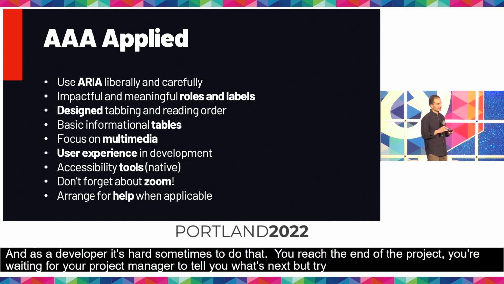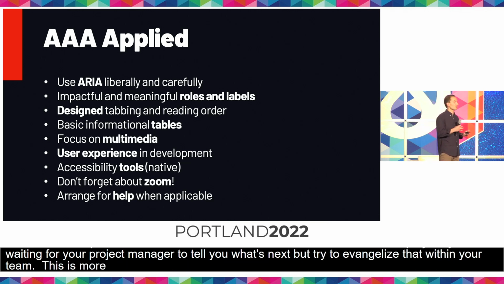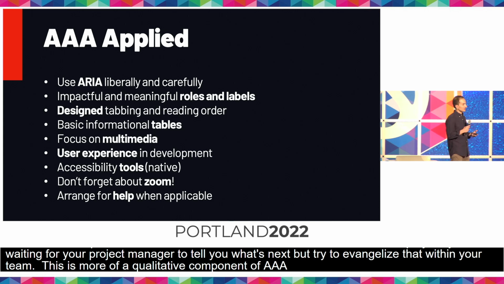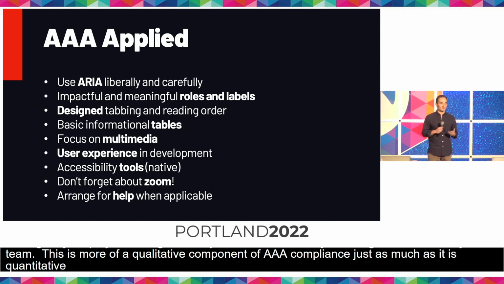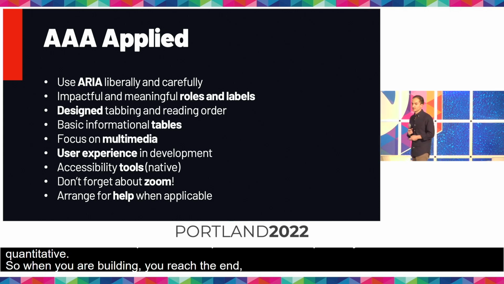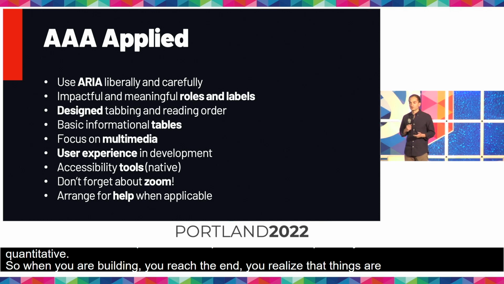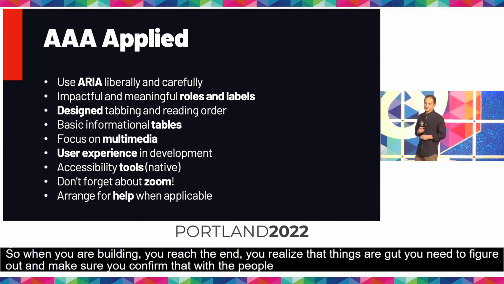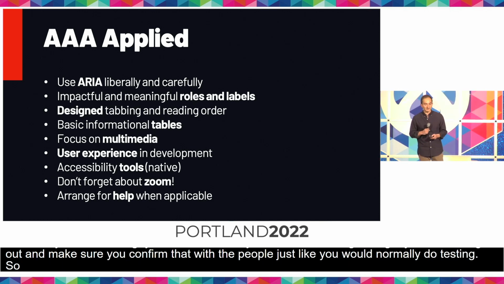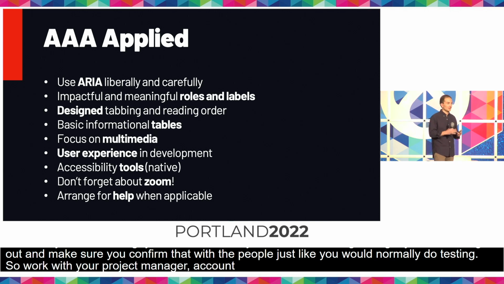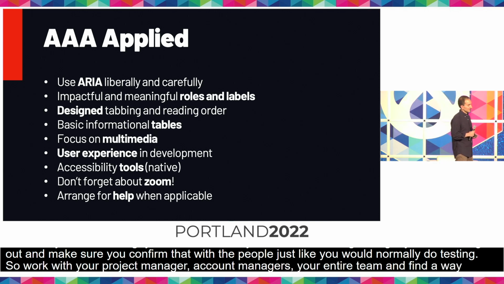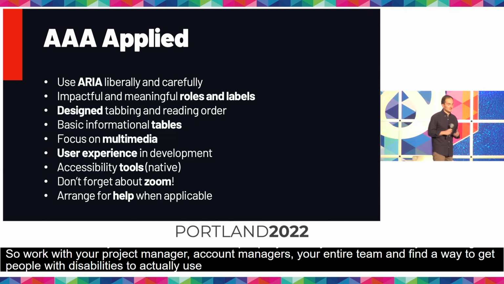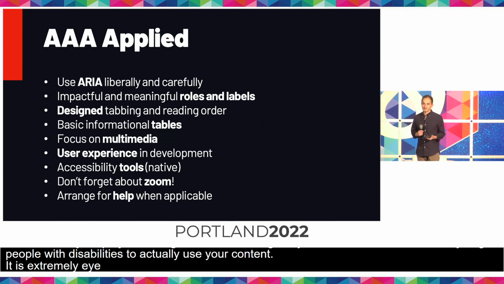And this is more of a qualitative component of AAA compliance, just as much as quantitative. So when you are building, you reach the end, you realize the things are good, but you need to make sure to confirm that with the people, just like you would with normal user testing. So work with your project managers, your account managers, your entire team, and find a way to get people with disabilities to actually use your content. It is extremely eye-opening. There's stuff you'll never think of until you actually see someone try and navigate it with assistive tech.